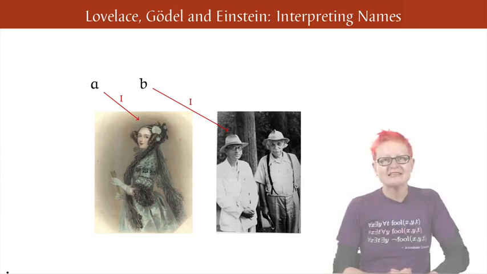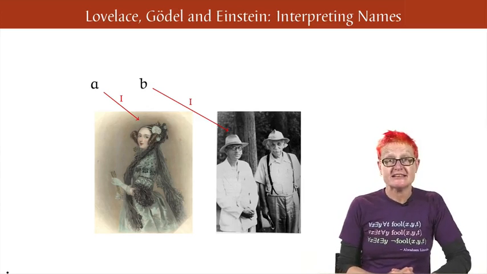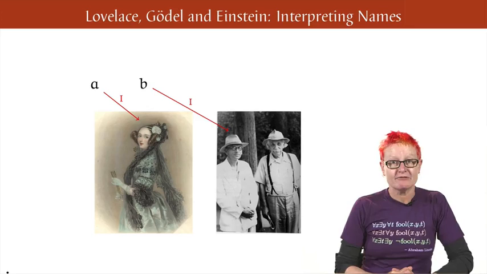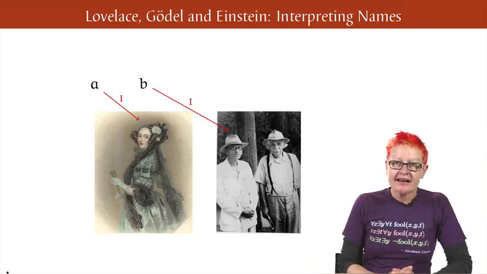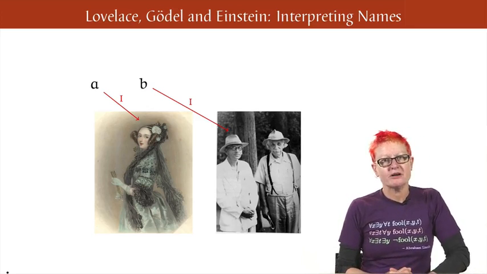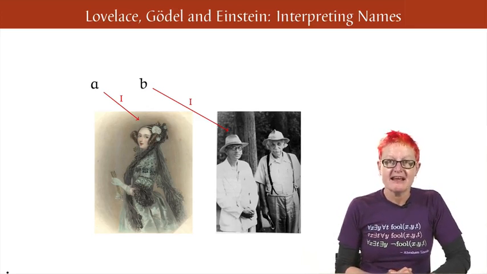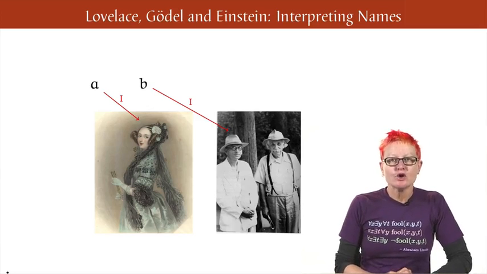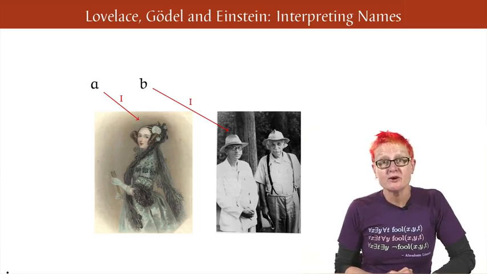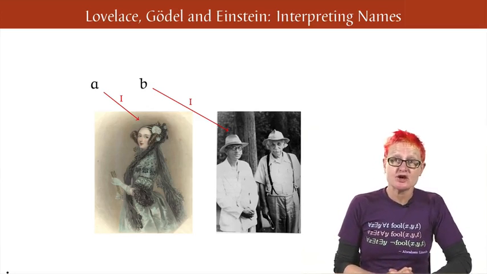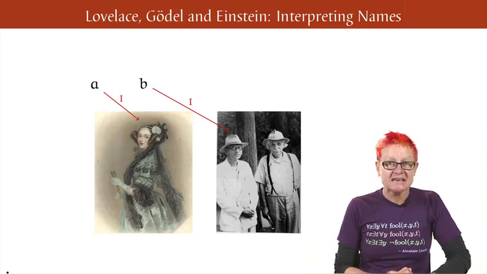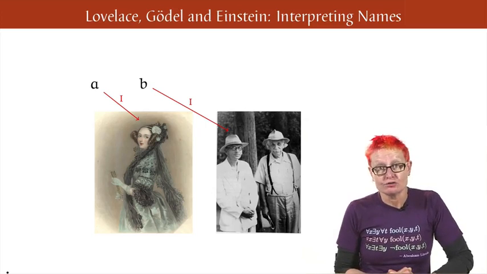Let's begin with a model containing three objects, namely three scientists: the 19th century English mathematician Ada Lovelace, the Austrian-Czech logician Kurt Gödel, and the German-born physicist Albert Einstein. Now, suppose our language includes two names, A and B. One possible interpretation is to interpret the name A as Ada Lovelace and the name B as Kurt Gödel.